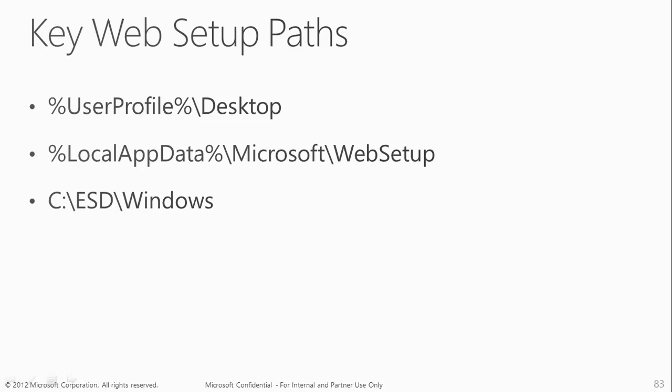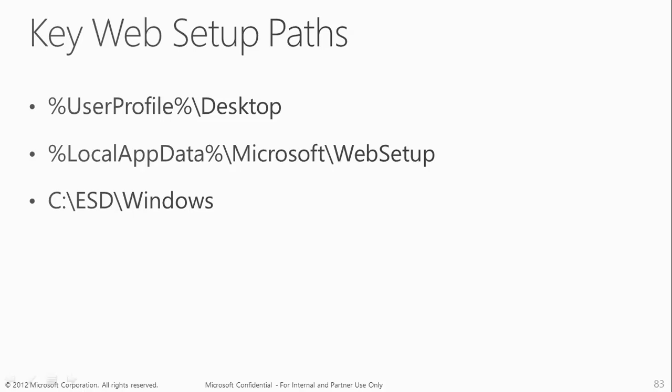Next, we're going to talk through some of the key web setup paths that you should be aware of. First, your desktop. The desktop is important because that's where we're going to be putting all the shortcuts in case setup is interrupted at any point and you want to be able to resume at some point in the future. So anytime we want the user to be able to just pick back up where they left off, we're just going to drop a shortcut on the desktop that they can use for that purpose.